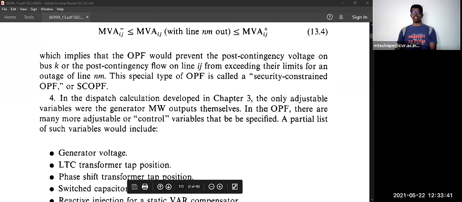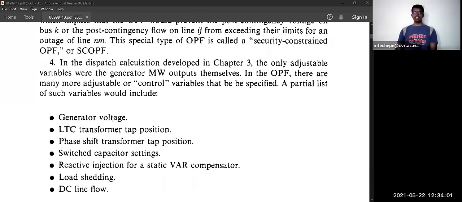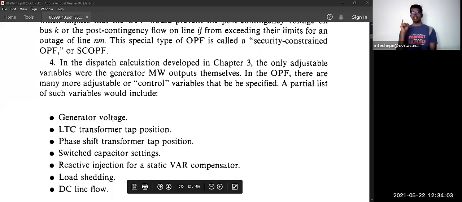Similarly, in this dispatch calculation, the only adjustable variables are the generator MW outputs themselves. In OPF, there are many more adjustable control variables. Not only the generator output, there are many more control variables. That is generator voltage, which they have to maintain constant.